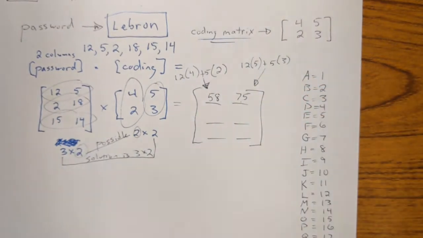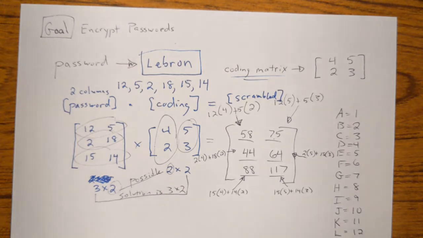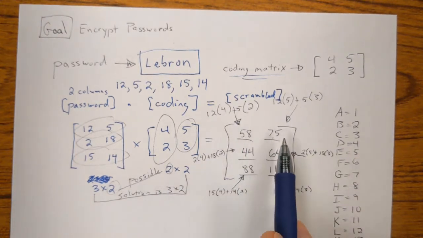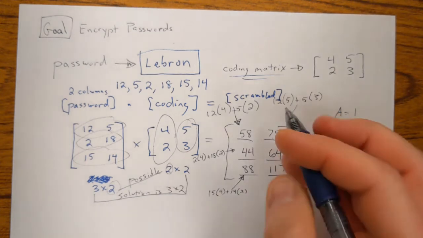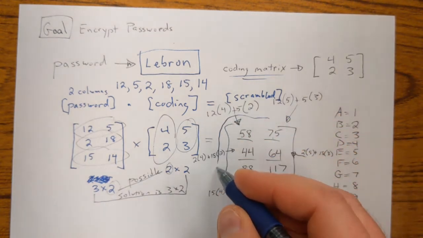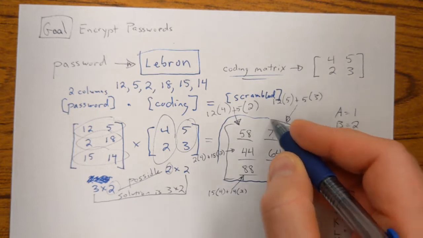All right, I'm going to fill the rest of these in real quick. All right, and here is everything worked out. I got 58, 75, 44, 64, 88, 117. Now this answer that I got, this product here, is called my scrambled matrix.